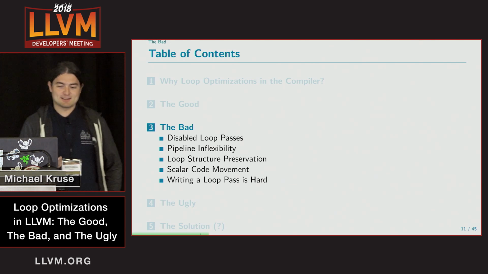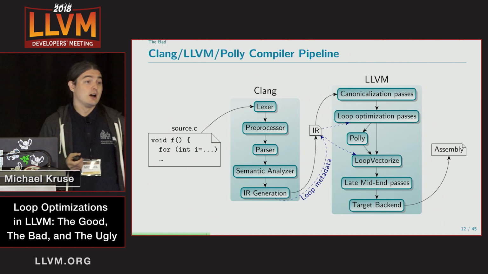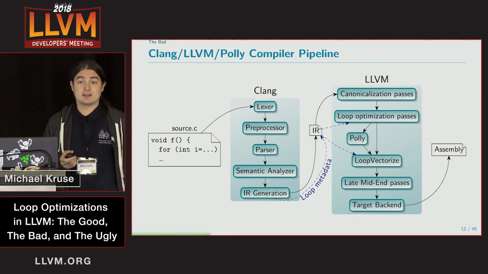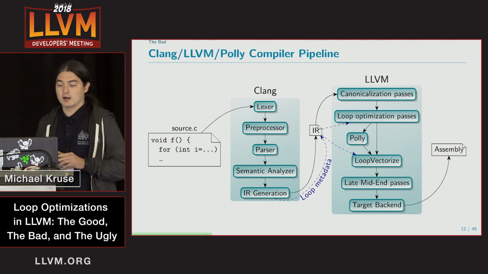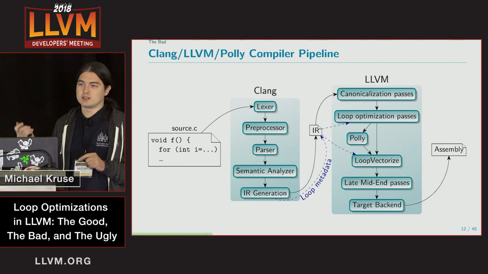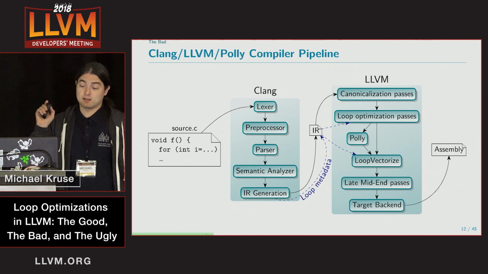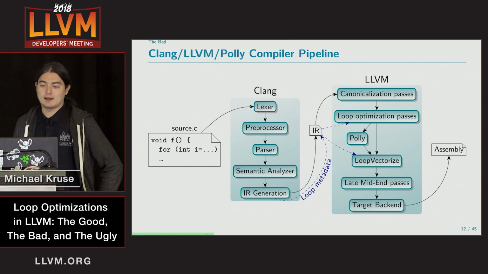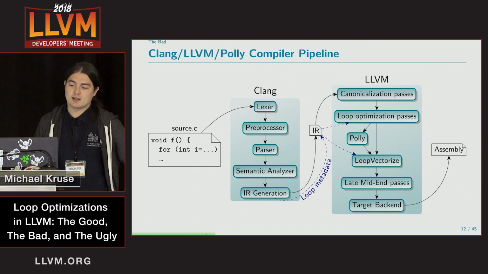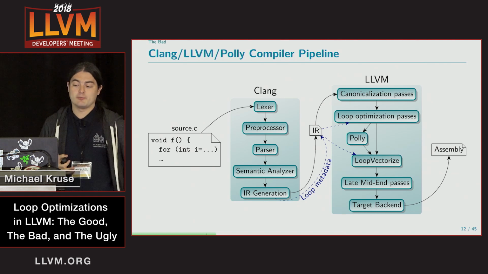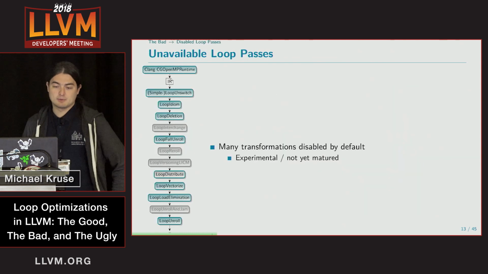Next thing is bad. I may need a couple more slides. First of all, to understand what's going on, we need to understand the structure inside Clang and LLVM, which is shown here. Probably most of you already know this, but in Clang, the IR generation goes to LLVM, passes a couple of passes, some of them loop transformation passes, which are then passed on to the backend.